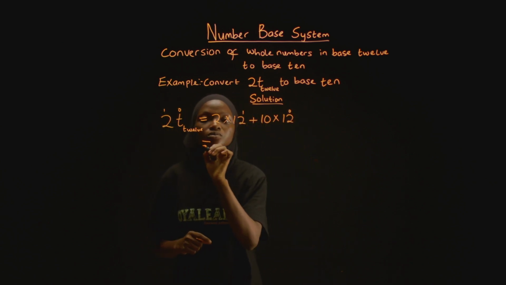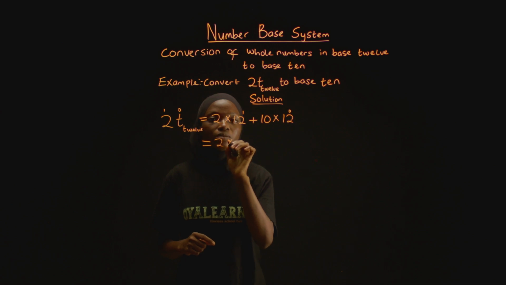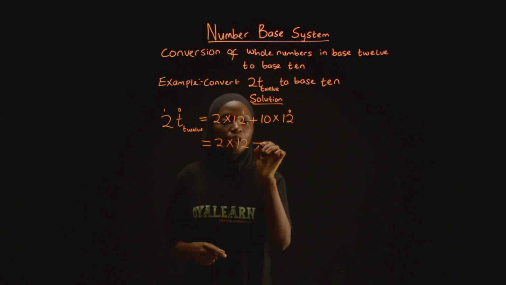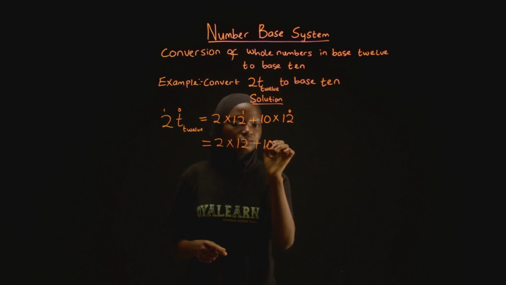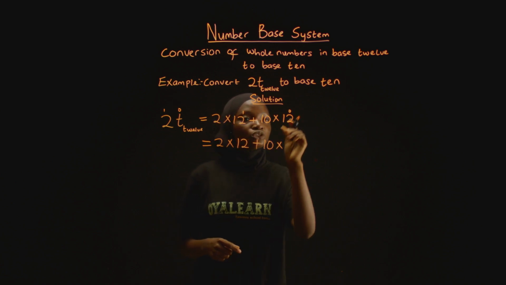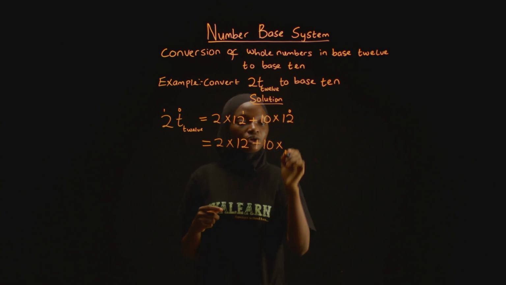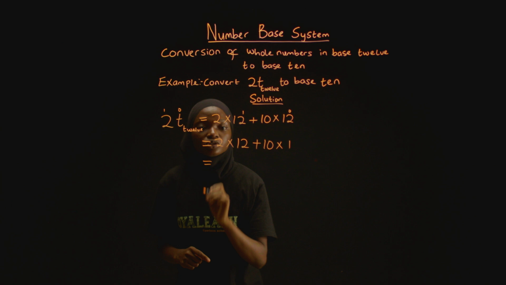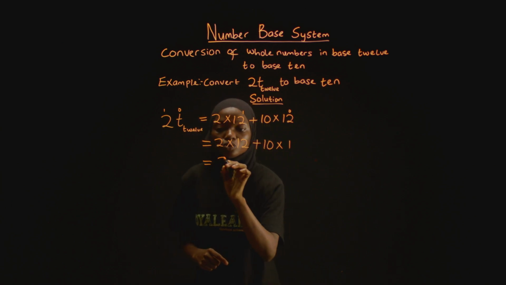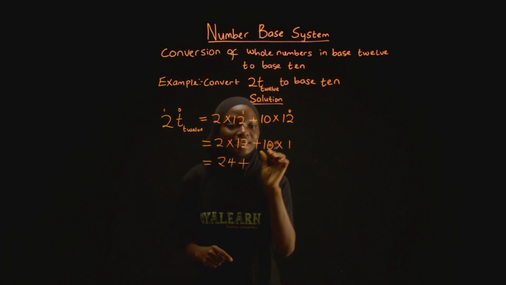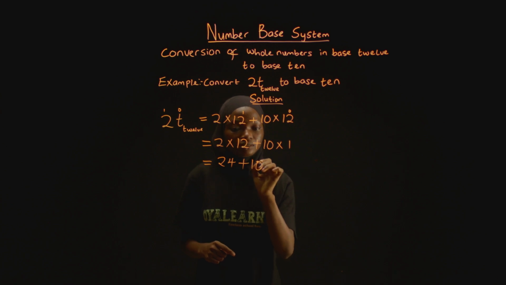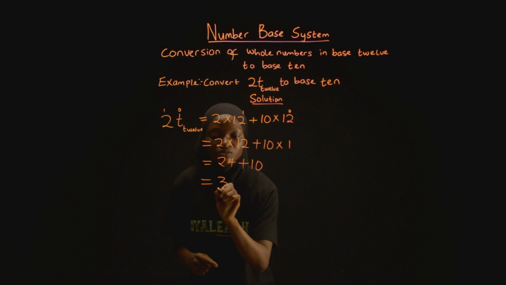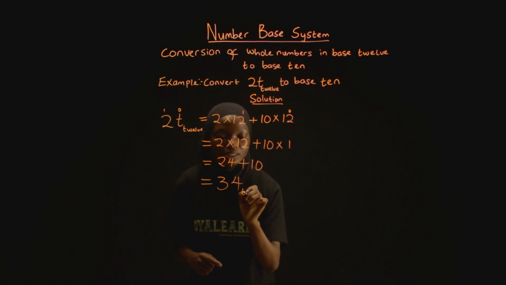Then we solve. 2 times 12 raised to the power of 1 is 12 plus 10 multiplied by 12 raised to the power of 0, 1, because anything raised to the power of 0 is 1. Let's multiply. 2 times 12, 24, plus 10 times 1, 10. Then we sum it up. 24 plus 10, we have 34 base 10.